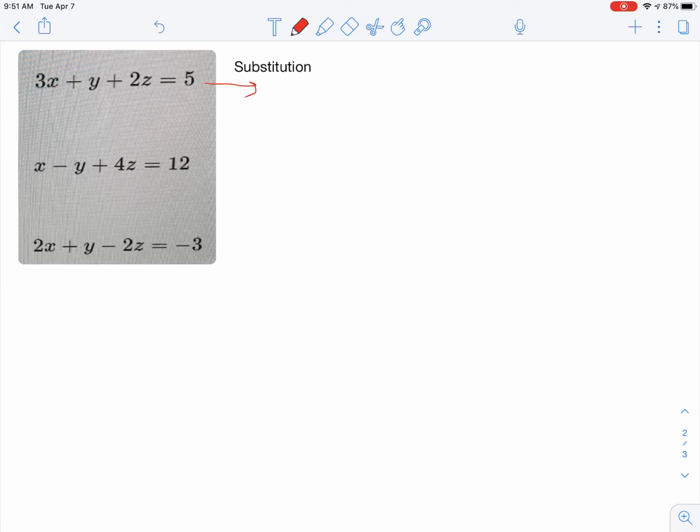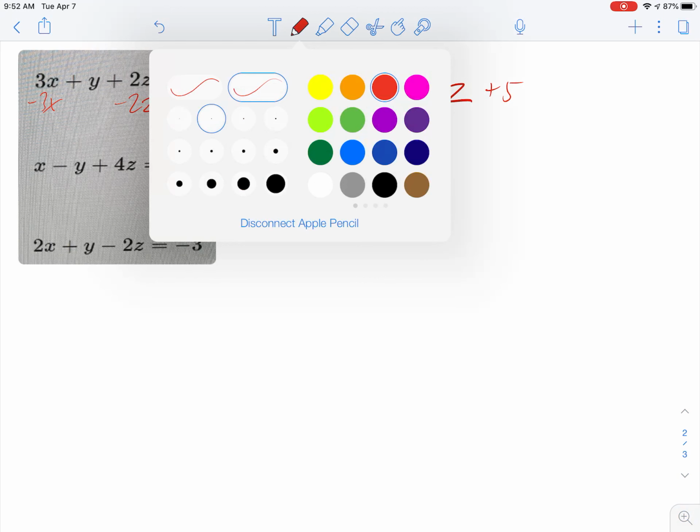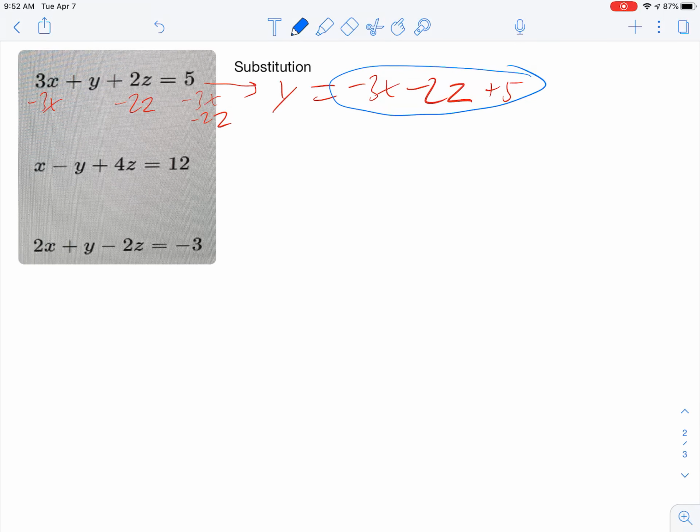So I'm going to rewrite that equation, subtracting the 3x from both sides and subtracting the 2z from both sides. And so we get y equals negative 3x minus 2z plus 5. And now we're going to take that and substitute it in wherever we see y in the other two equations, which will eliminate the y's from the system, leaving us with x's and z's and two equations.